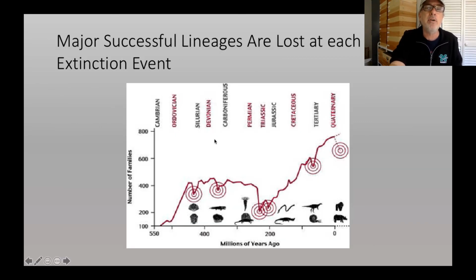Here we have another look at the 5 major events, these 2 being close on the heels of each other, this being modern times, and we'll talk about why it has the circle of mass extinction. But here is another important thing to note about mass extinction. When they occurred, lineages that had been very successful for tens of millions, even hundreds of millions of years, were suddenly obliterated from the fossil record.